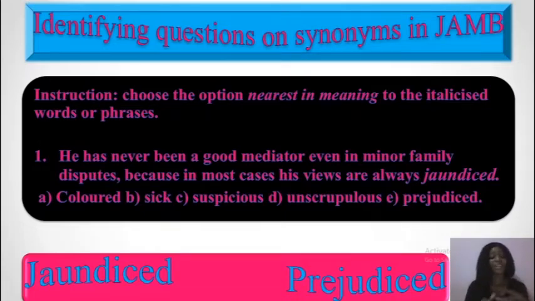prejudiced. As you can see here, the word that has been italicized for you to give a synonym to is jaundice, and the correct option is prejudiced, because that is the option that means the same thing. That is the option that is nearest in meaning to the italicized word. So much so that you could replace jaundice with prejudice and it will still mean the same thing.